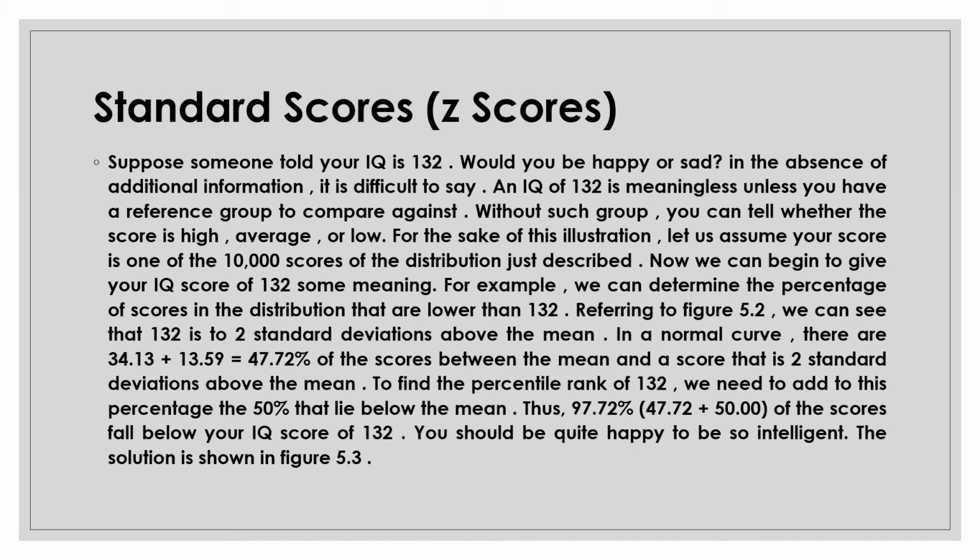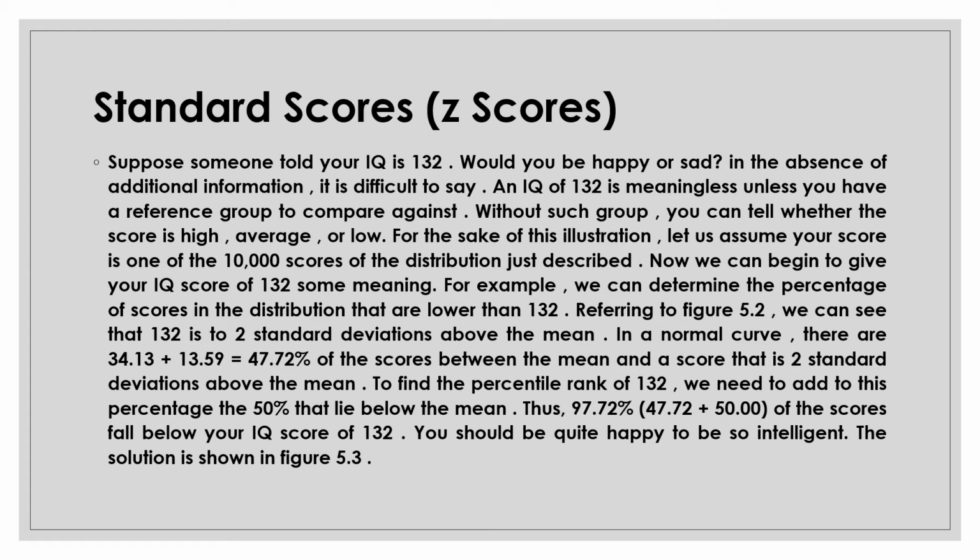Suppose someone told you your IQ is 132. Would you be happy or sad? In the absence of additional information, it is difficult to say. An IQ of 132 is meaningless unless you have a reference group to compare against. Without such a group, you can't tell whether the score is high, average, or low. For the sake of this illustration, let us assume your score is one of the 10,000 scores of the distribution just described. Now we can begin to give your IQ score of 132 some meaning.